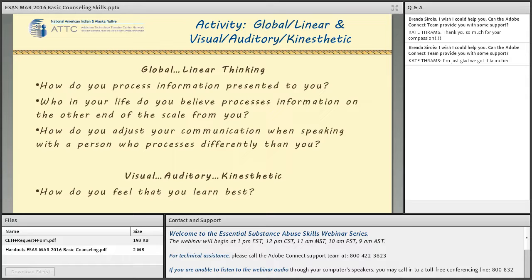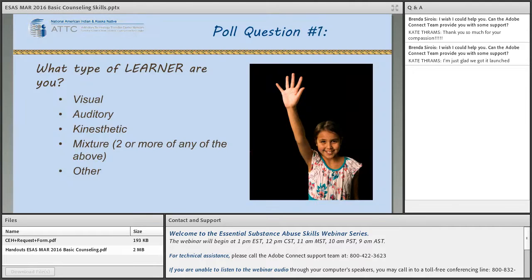So we're going to move on to the next slide. So what type of learner are you? Visual, auditory, kinesthetic, mixture, two or more of any of the above, or other. So that sort of gives you an understanding about the type of learning that fits you. And as I said previously, I'm a visual learner, so I need to see and hear things in order for me to process in a way that helps me to understand.